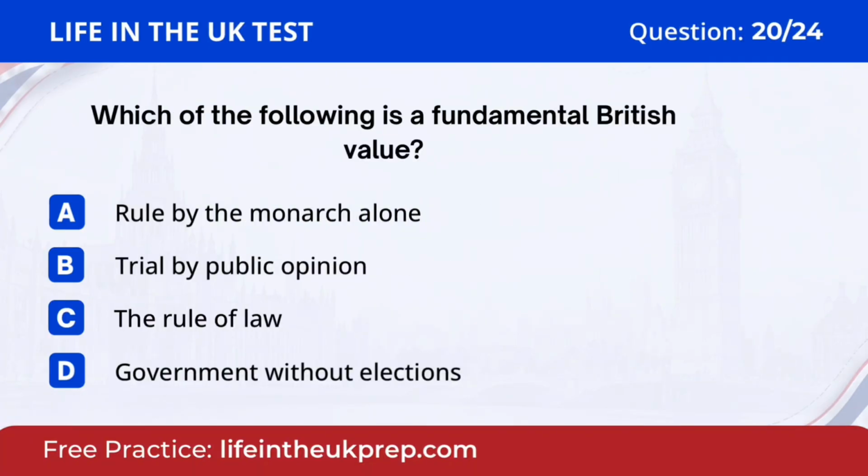Question 20. Which of the following is a fundamental British value? A. Rule by the monarch alone. B. Trial by public opinion. C. The rule of law. D. Government without elections. The answer is C. The rule of law.